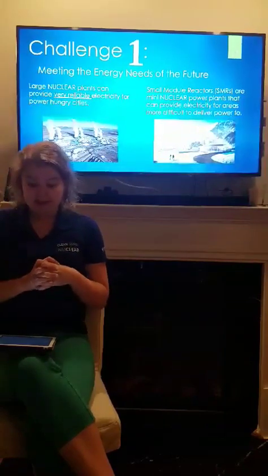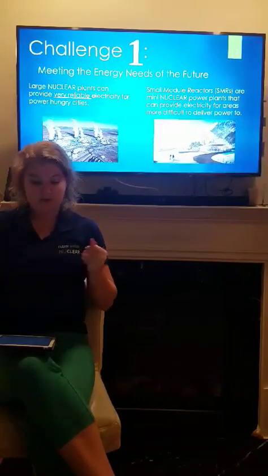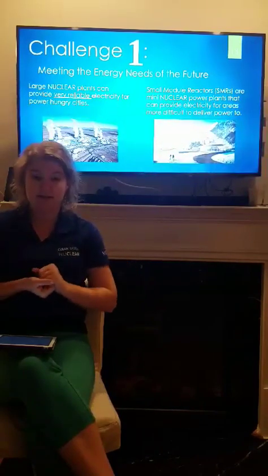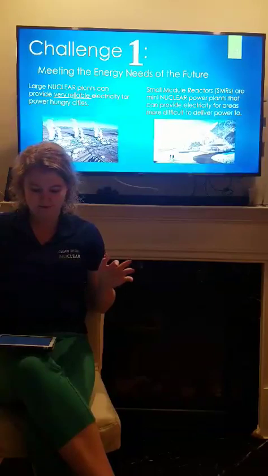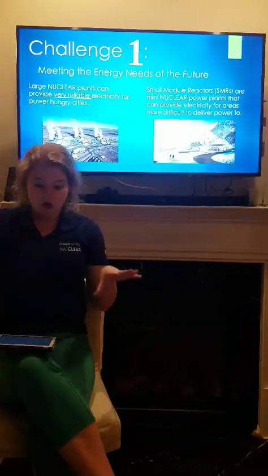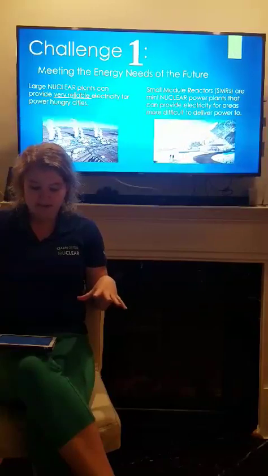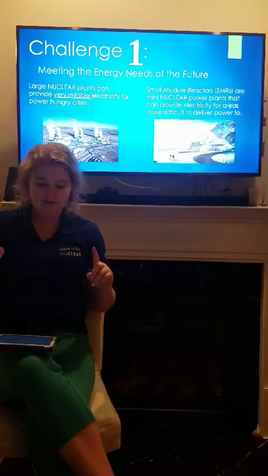So nuclear power plants have that capability to meet society's power demands, no matter where they are. Large-scale nuclear power plants produce enough electricity to power millions of homes. The largest power plant in the United States is in Arizona. It's called Palo Verde. And that one power plant can provide power for 4 million people.